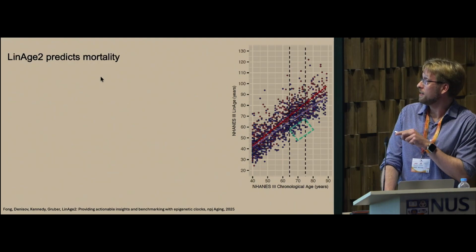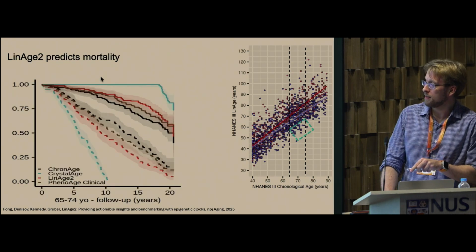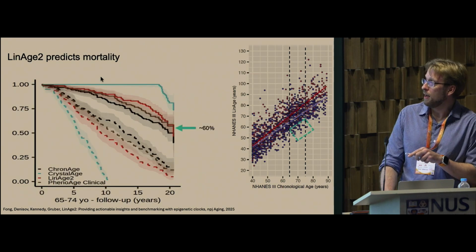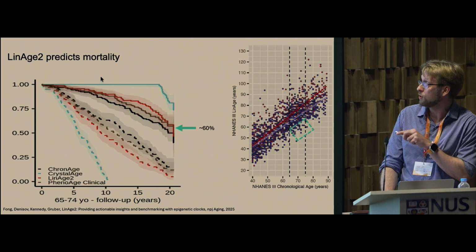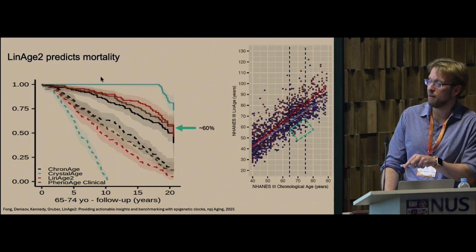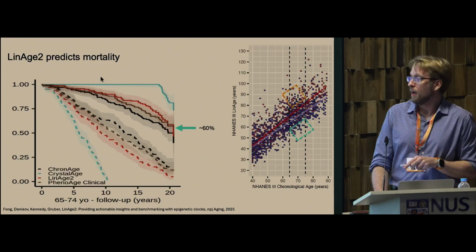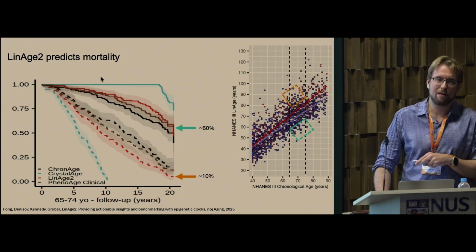And so how does it work? If I look at these guys here, they're biologically younger. The model says you are going to die later. And you look at the 20-year follow-up: you take 65 to 74-year-olds, and 60% of them survive the next 20 years. This is real survival data. So 60% of the people that are biologically significantly younger will survive for 20 years, which means they survive into their late 80s. If you take the opposite group, the people up here, only 10% survive this period of time.